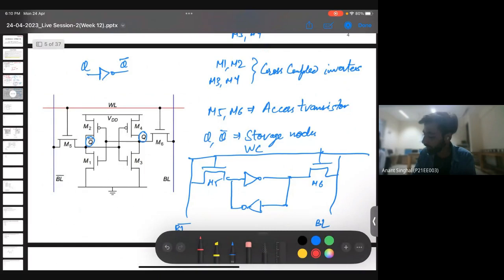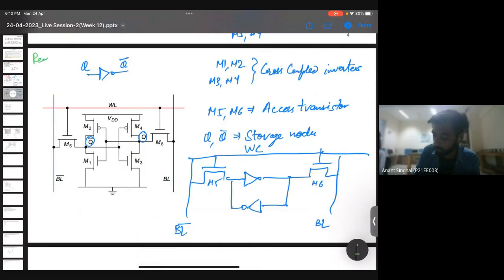The next operation is the read operation. In read, first let's suppose that we want to read Q as 1. So Q bar will be 0. So this will be 1.